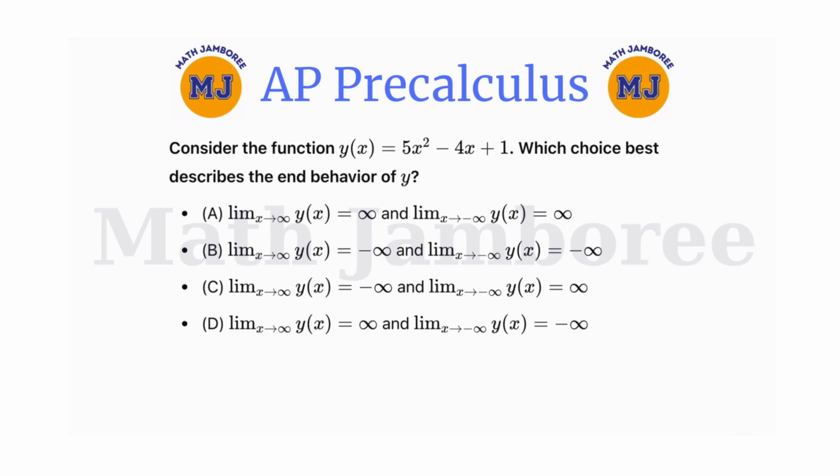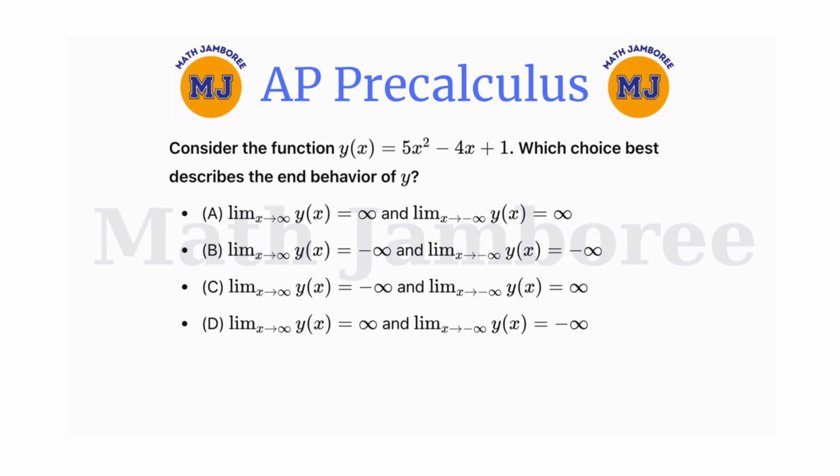So, this video is about AP Precalculus, and we have an AP Precalculus type of question from the topic of polynomial functions and end behavior. Let's solve it together. Consider the function y of x equals 5x squared minus 4x plus 1. Which choice best describes the end behavior of y?